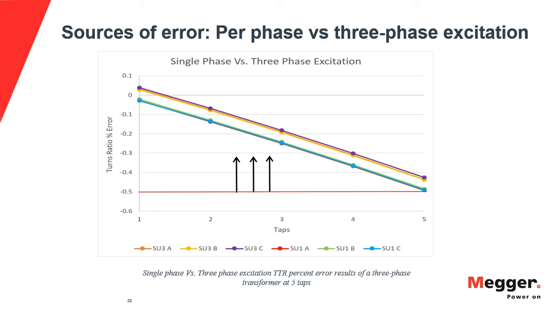Unlike the previous example, on this one tap number 5 was barely at the limit of the minus 0.5% limit. Again, you can see that when switching to three-phase excitation, all of our results got closer to zero, so more accurate.